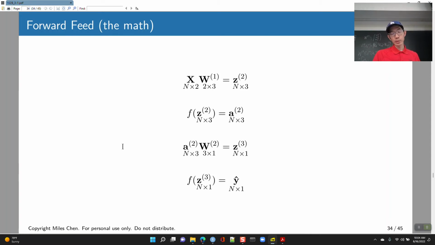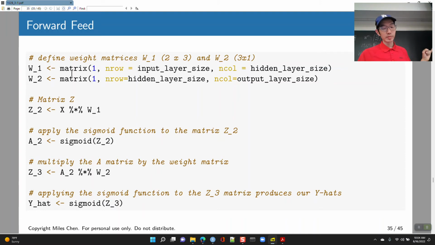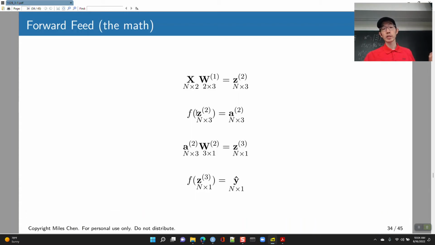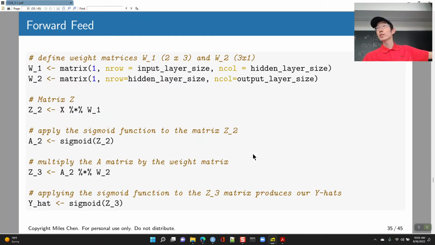So as far as the forward feed goes, remember I just do x times w1, which gives me z2. I apply sigmoid to z2, and that gives me a2. I do a2 times w2, and that gives me z3. And I apply sigmoid to z3, and that gives me y hat. So I'm just taking the math that I've written out here and turning it into code. And I think this is straightforward and easy for us to see, right?